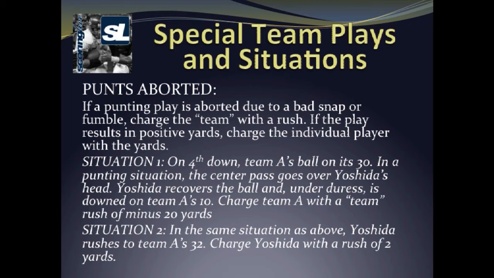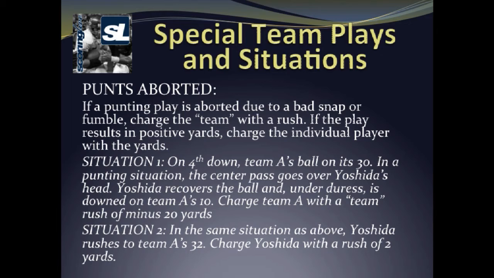Okay? 4th down, Team A's ball on its 30. In a punting situation, the center pass goes over Yoshida's head. Yoshida recovers the ball under duress, is downed at the 10-yard line. So in this case, we're going to charge Team A with a team rush of minus 20 yards because of the bad center pass.